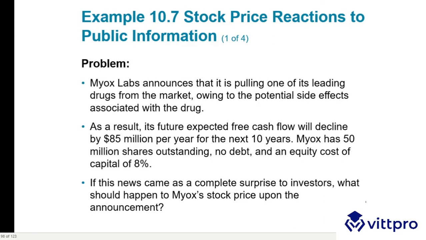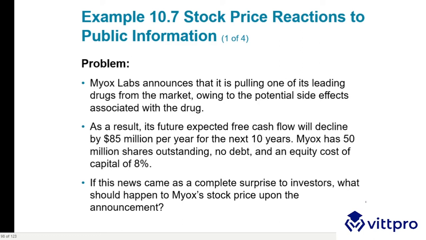Let's look at one example. In this example, Myox Labs announced that it's pulling one of its leading drugs from the market, owing to the potential side effects of the drug. For example, Pfizer made the vaccine, and then there were bans around countries saying you are not going to use these shots because of AstraZeneca, that they are risky. As a result, the future expected cash flow will decline by $85 million per year over the next 10 years. Myox has 50 million shares outstanding, no debt, and an equity cost of capital of 8%.